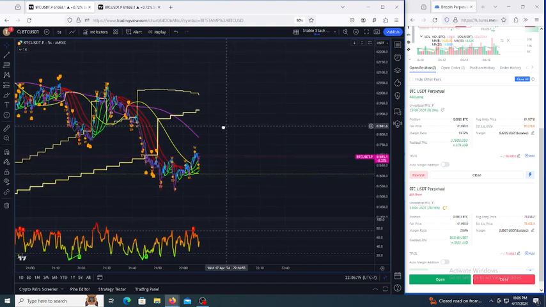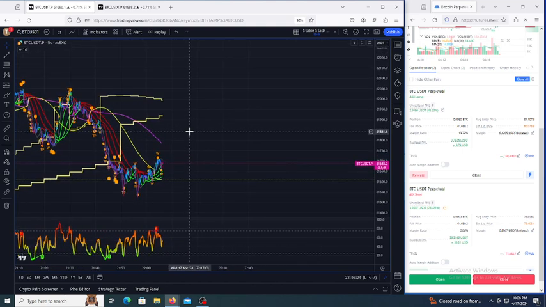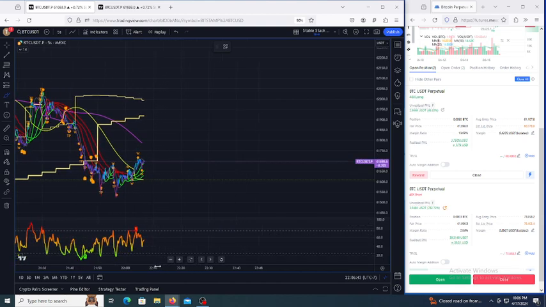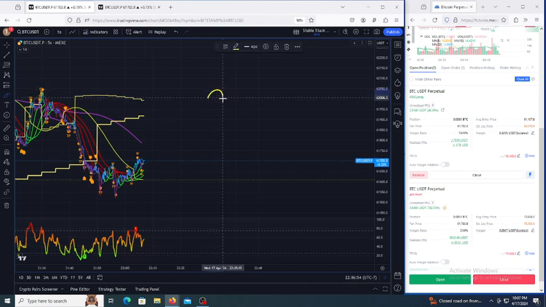Basically, there's two or three main patterns that you're looking for. Patterns in these lines, and then also the divergences down here. So the first pattern is this. Okay, real simple. It's an M pattern.